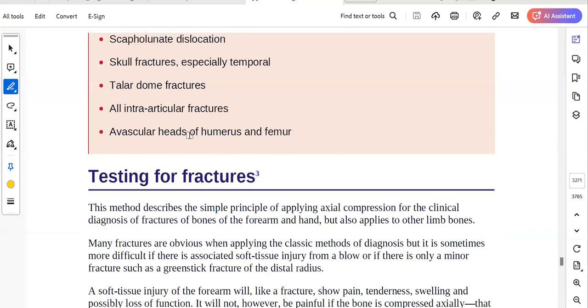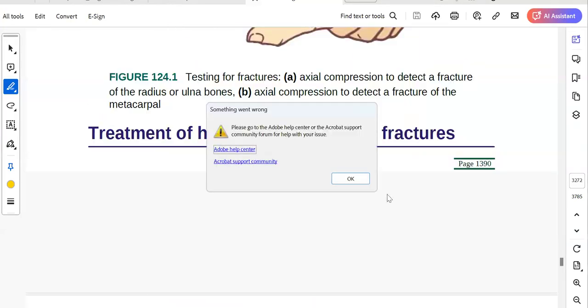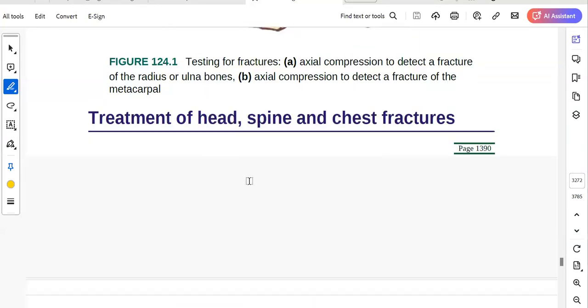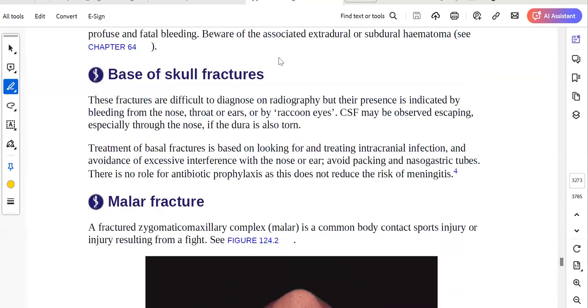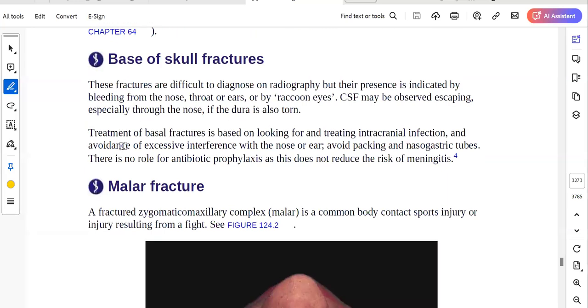Okay, let's start. So first of all, base of the skull fracture. Unless we say it is any other edition, if we are talking about Murtagh, it is always the 8th edition because that's the updated edition. Okay, so base of the skull fracture.